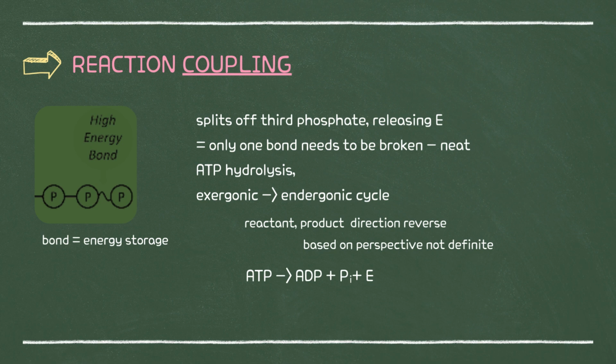This process occurs like a cycle, with the reverse also happening, so an endergonic reaction going to an exergonic reaction, and back and forth, so it is called reaction coupling. By the way, we can see here too that ATP is a neat and relatively easy energy source because only one bond needs to be broken. See the equation, ATP arrow ADP plus P plus E. This happens back and forth.